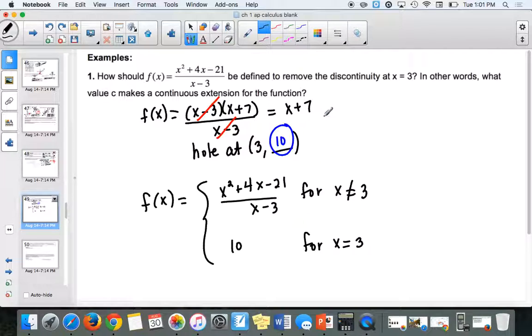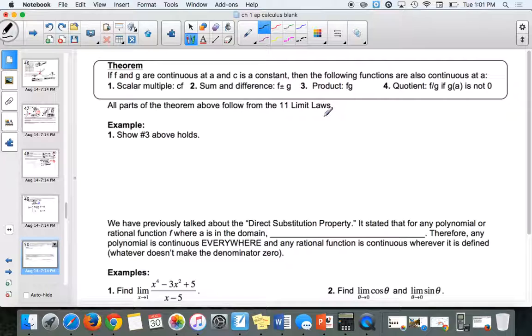The definition of a continuous function is that the limit as x goes to a of f of x is the same as f of a. So if we can use limit laws, then we can use this for continuity. It says all parts of the theorem above follow from the limit laws. So let's just do a quick proof. I know you guys love when I say proof in math class. We're going to show that number 3 holds, that the product f times g works.